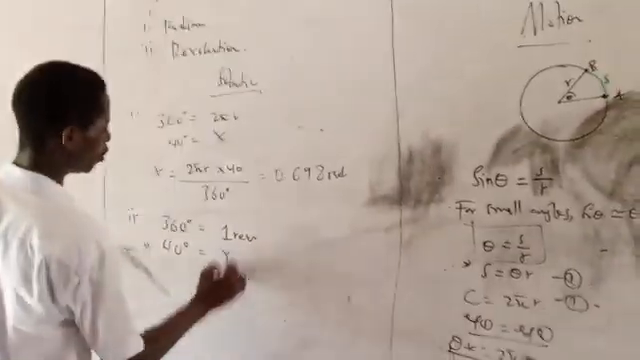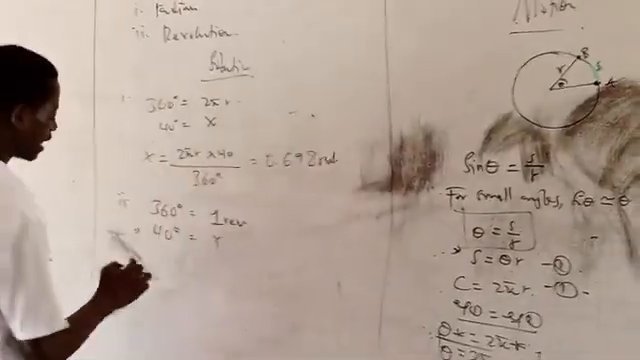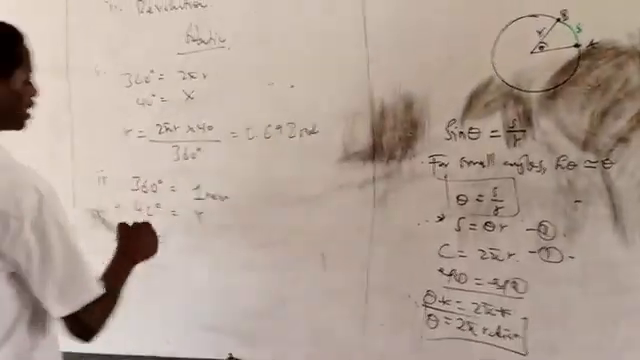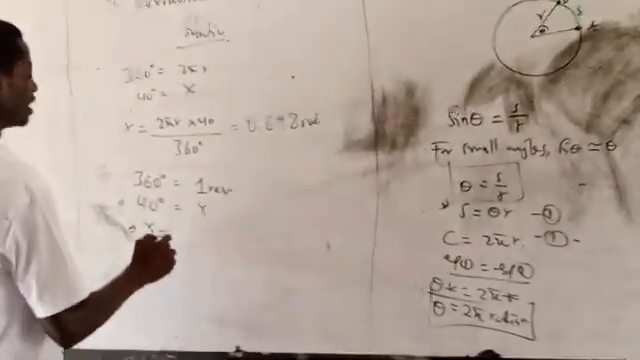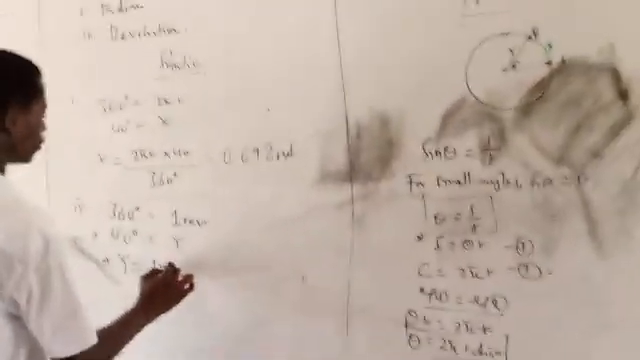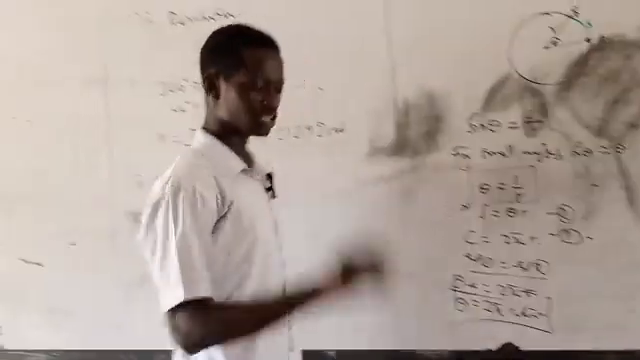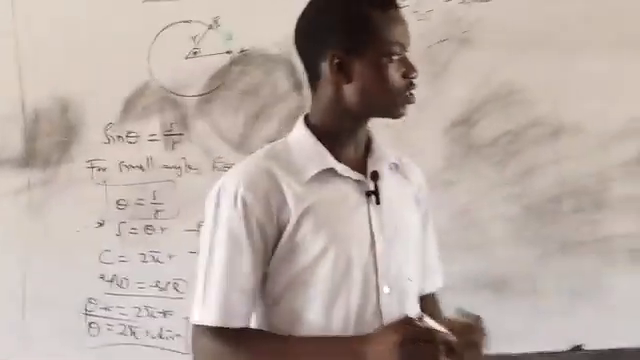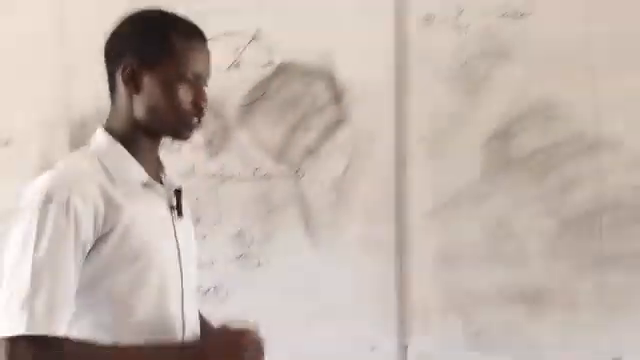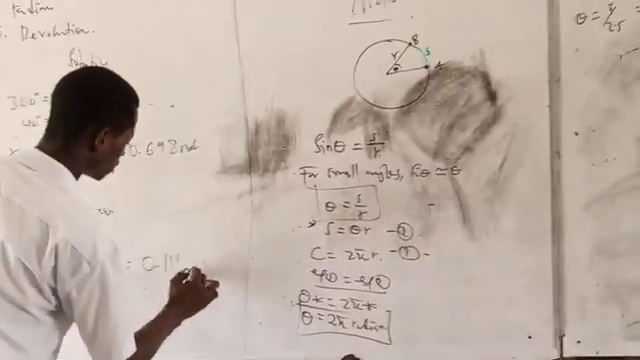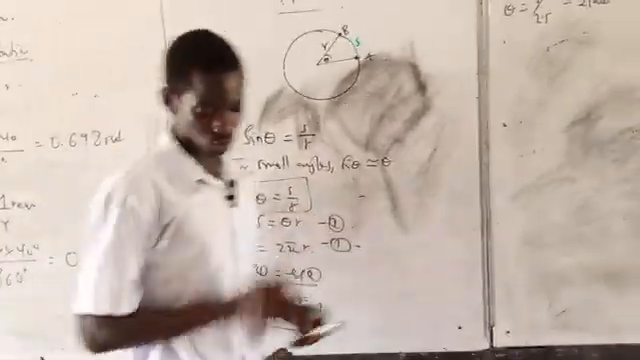It therefore implies that 40 degrees will be, let it be y. With respect to 40 degrees, its corresponding revolution is 1 revolution times 40 degrees, all divided by 360 degrees. When you punch this on your calculator, you get your final answer: 0.111 revolution. Good, so that's what you'll be having.